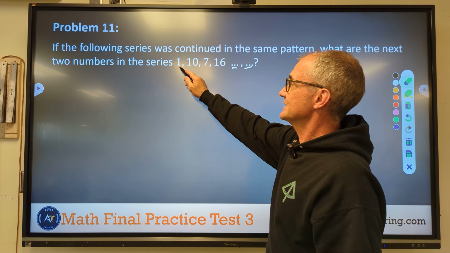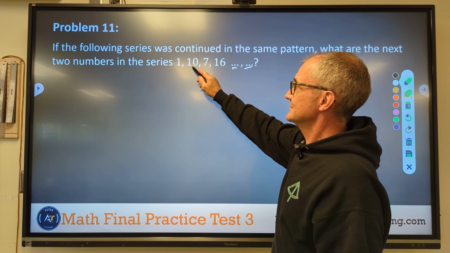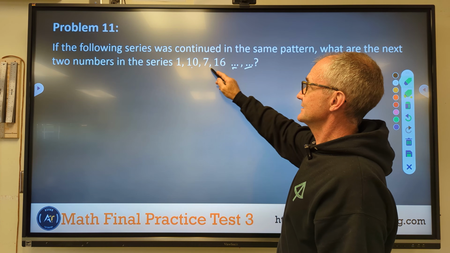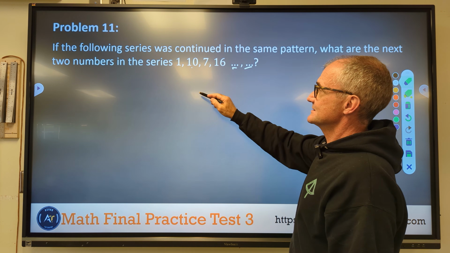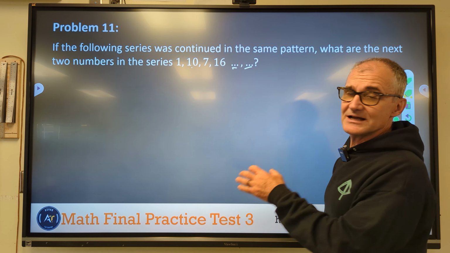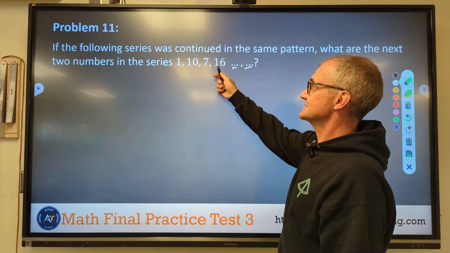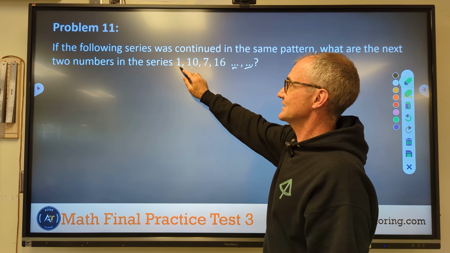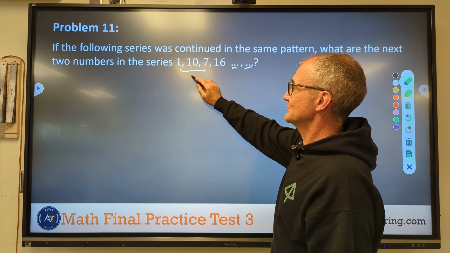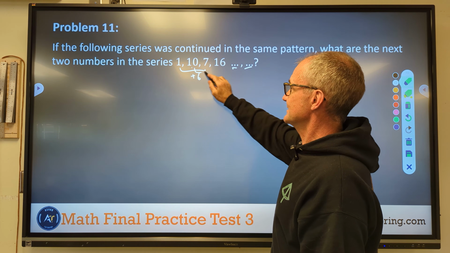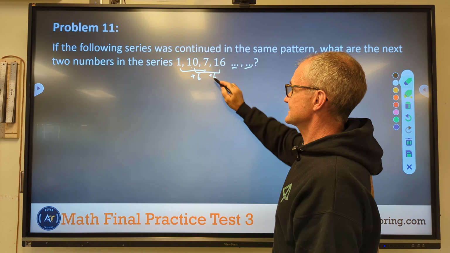Well, I go 1 plus 9 minus 3 plus 9. So it looks like it's not being multiplied at all. It's weird that it's plus 9 minus 3 plus 9 minus 3. But if I look at it here, this is plus 6, and this is plus 6.